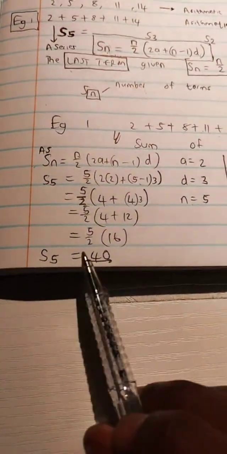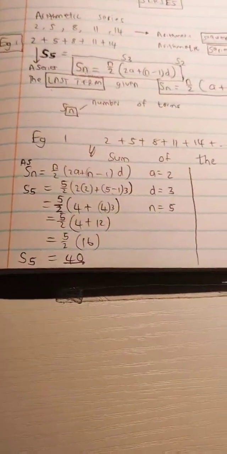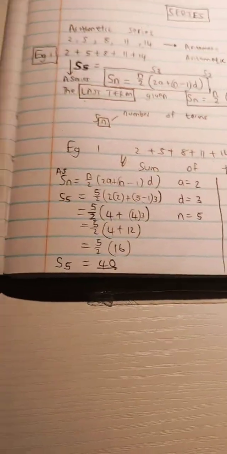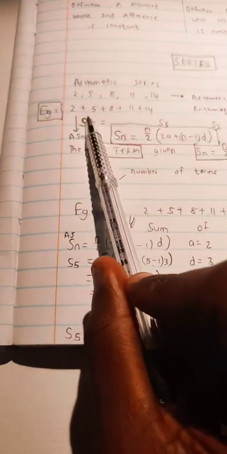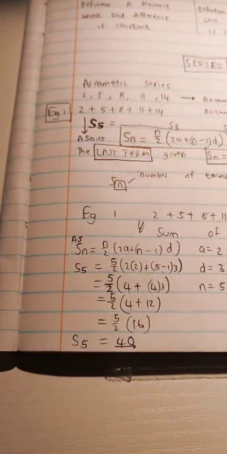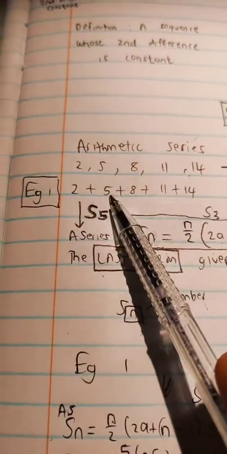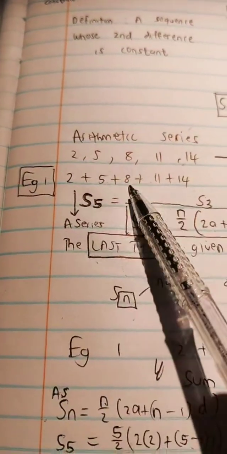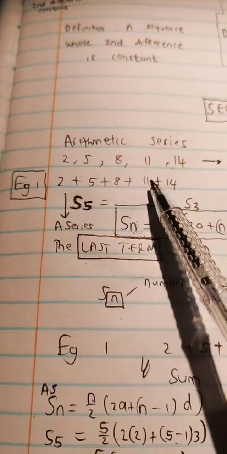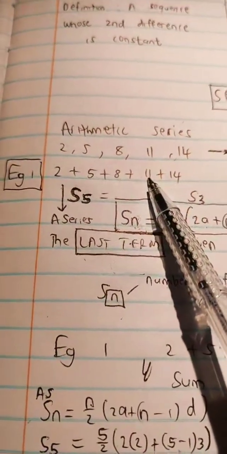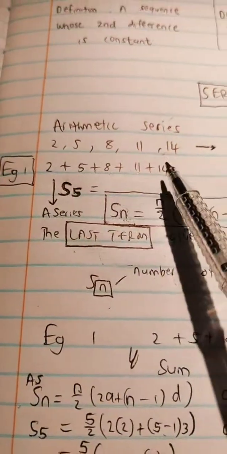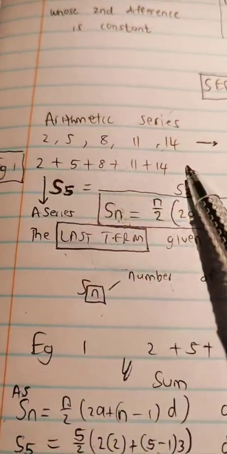Okay, so the sum of the first 5 terms, do we all get 40? Practically speaking, guys, if you add these numbers, do we actually get 40? 2 plus 5 is 7. 7 plus 8 is 15. 15 plus 11 is 26. 26 plus 14 is 40.